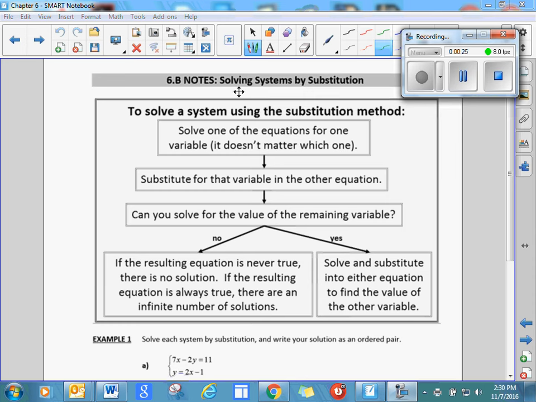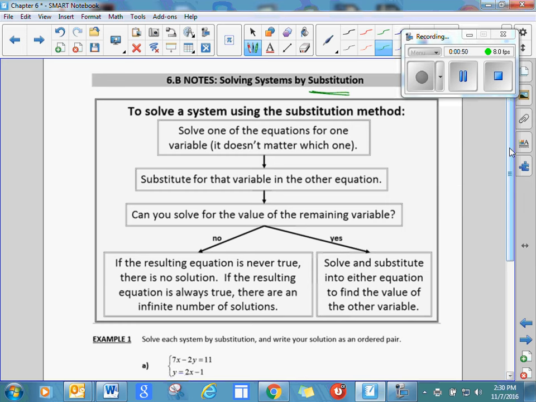So last section we graphed two equations. We saw where they intersected to find the solution. For inequalities, we saw where their regions were the same. And in this section, we're going to actually not graph the lines. We are going to solve them using another method called substitution. So you won't see us graphing, I don't think.